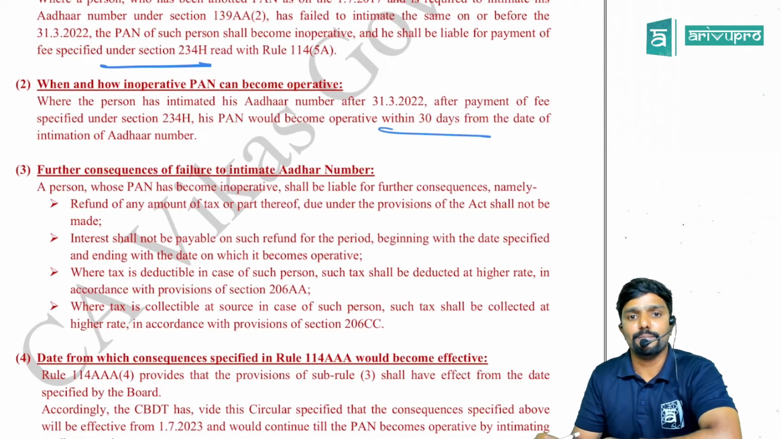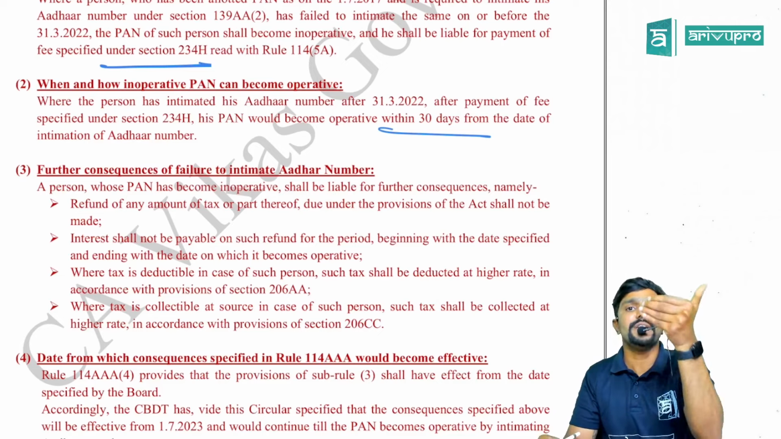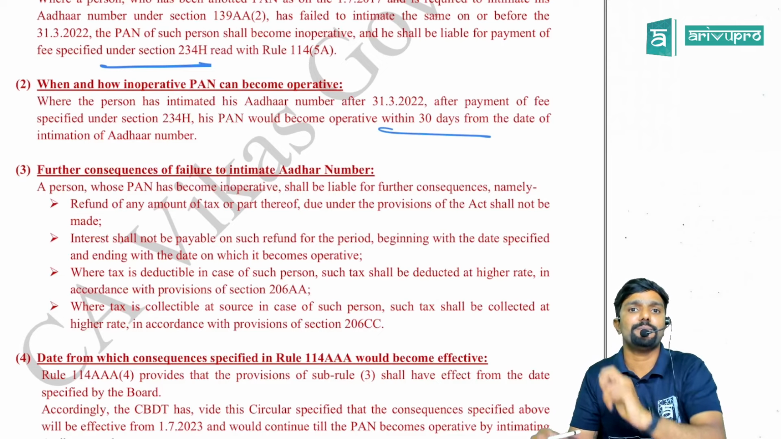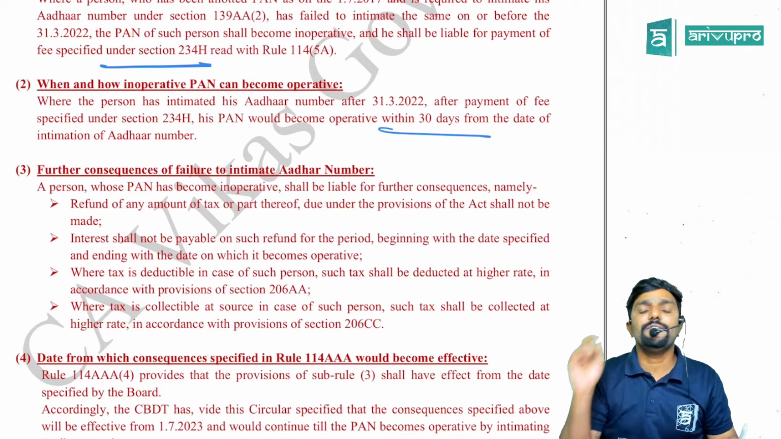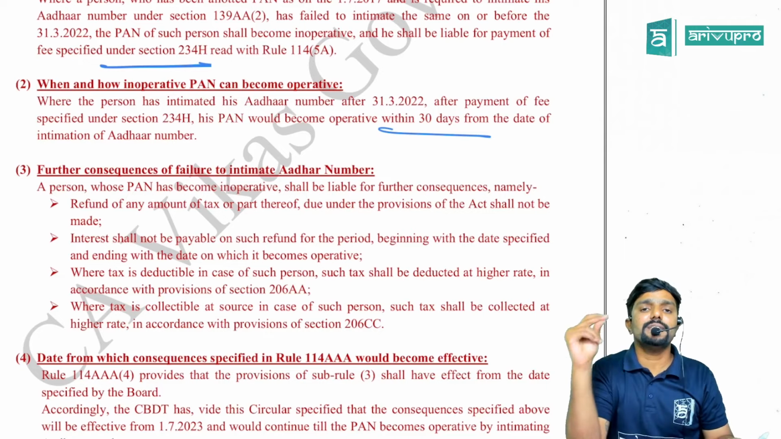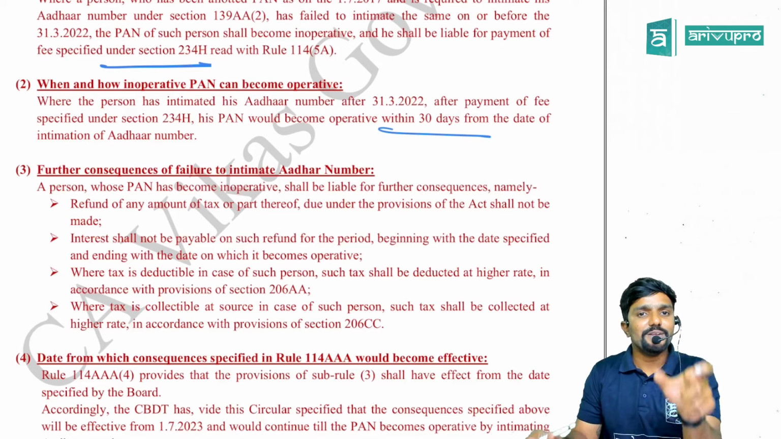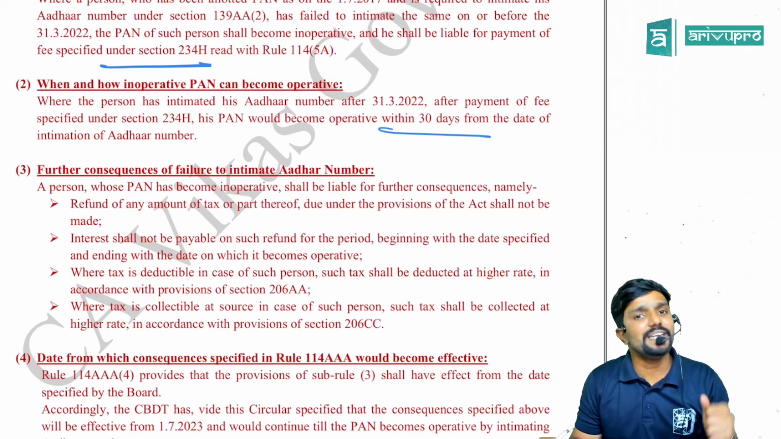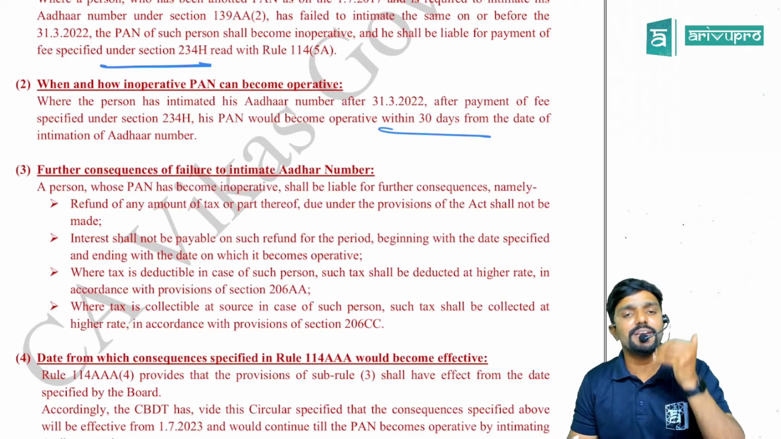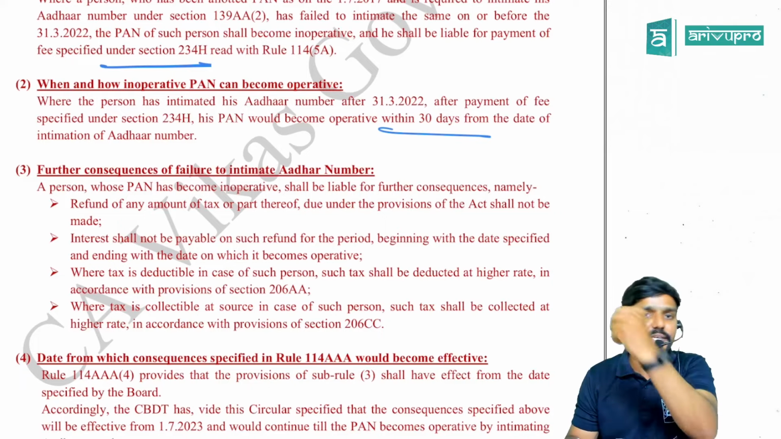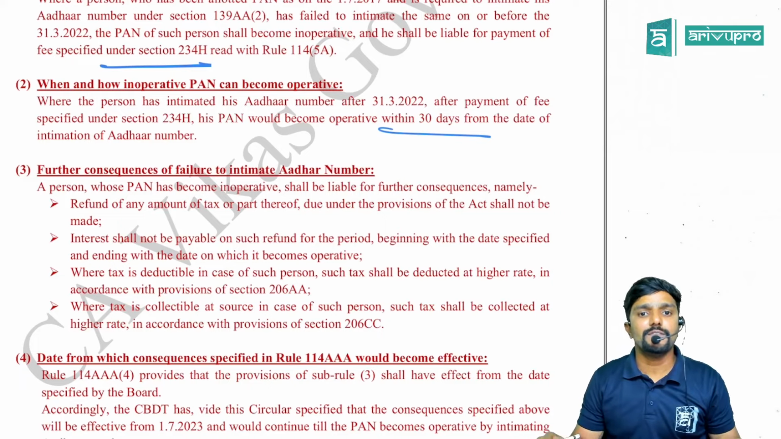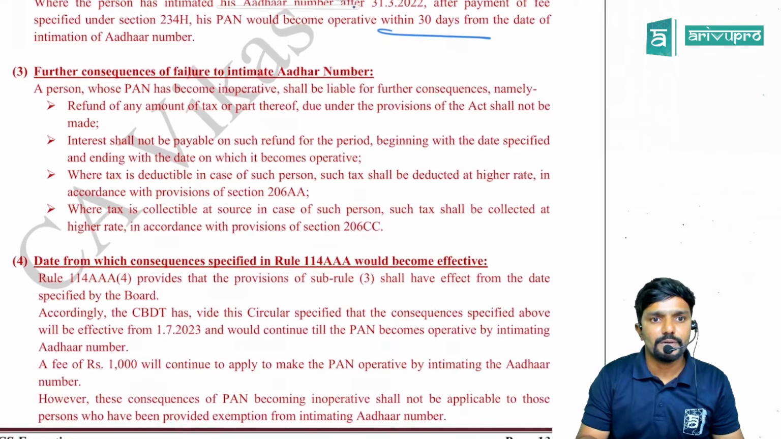of Aadhaar number. Means, once you give your Aadhaar number, link it with PAN by paying a late fee of 1000 rupees, within 30 days, your inoperative PAN will become operative. Means, inoperative doesn't mean that it is completely dead and done. You can still make it operative provided you link it by paying a late fee of 1000 rupees.